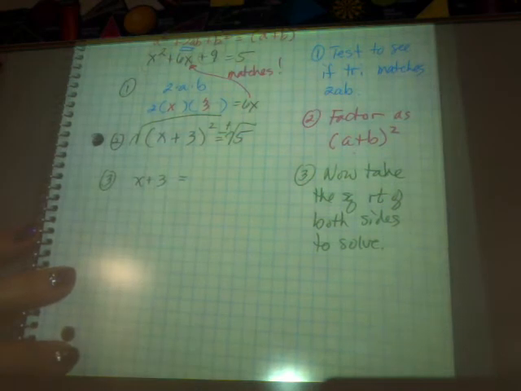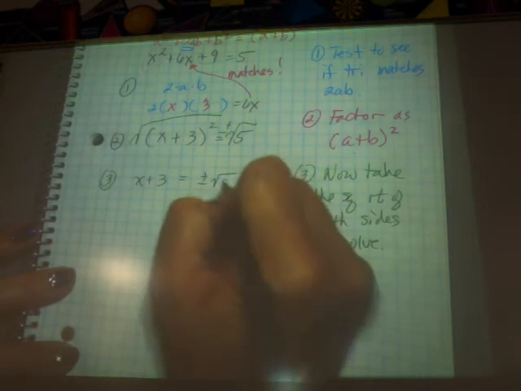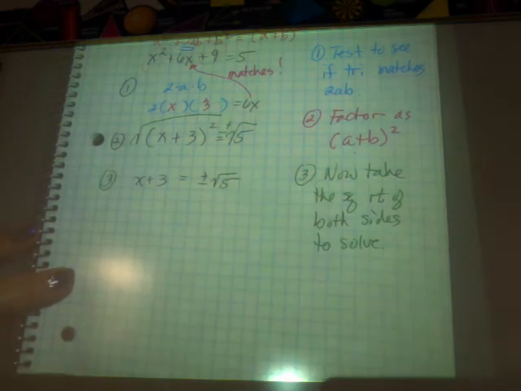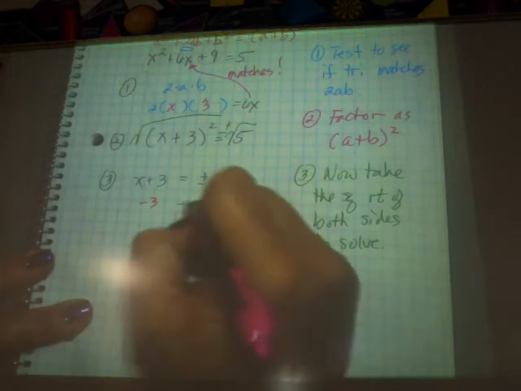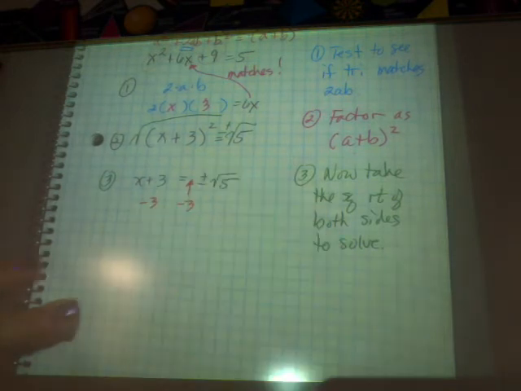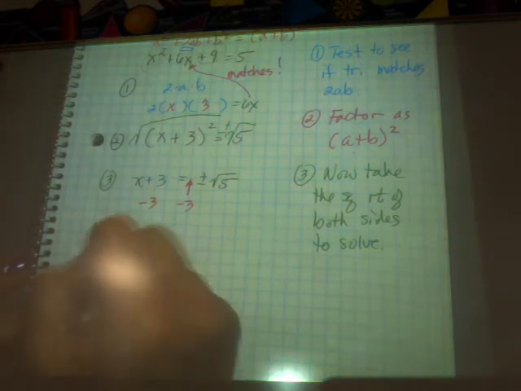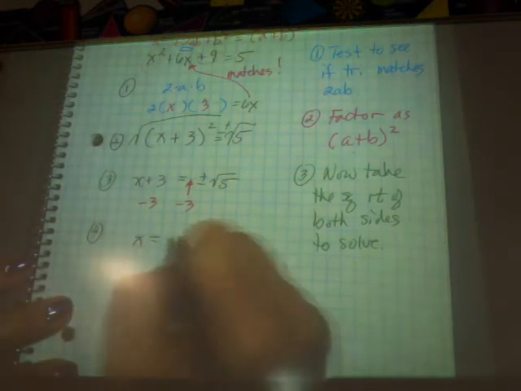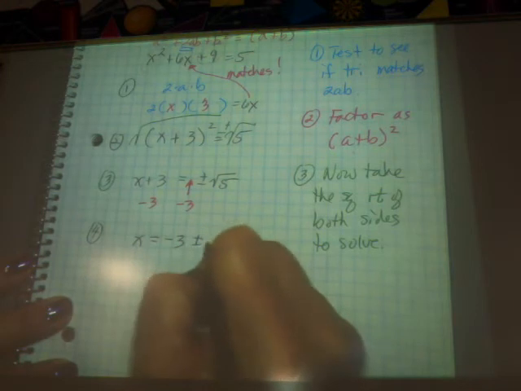Can I take the square root of 5? No. So remember, leave it as plus or minus the square root of 5. Then do you remember what we do to solve? Subtract 3 from both sides, but make sure you subtract that 3 in front of the plus minus. And so our final answer is x is equal to negative 3 plus or minus the square root of 5.